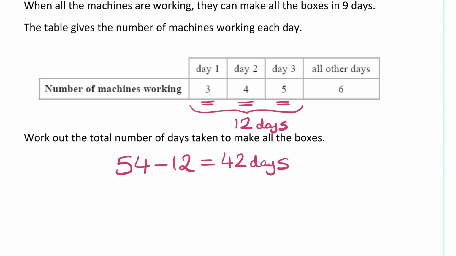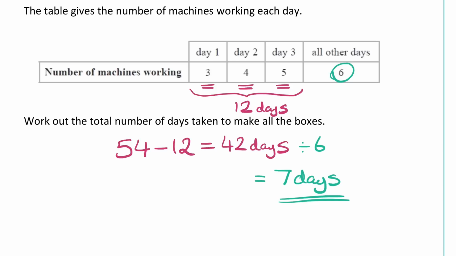So after day 3, there are going to be 6 machines on, so we could count up in 6s to see until we hit 42, but actually if there are 6 left, we can just divide by 6, and that's going to tell us that that's going to take 7 more days. So it takes 7 more days to actually complete this job here with 6 machines on after day 3. So it says work out the total number of days taken to make all these boxes. Well, we had day 1, day 2, day 3, plus then these 7 days.